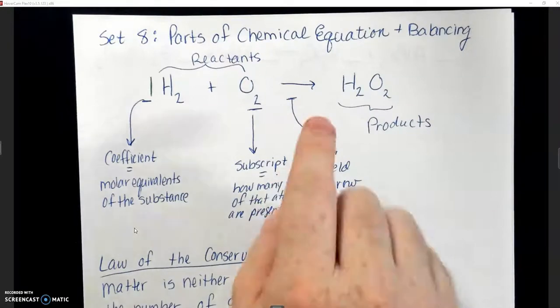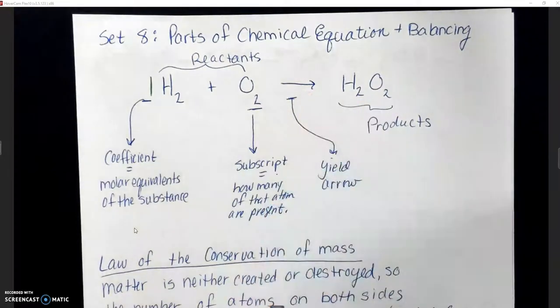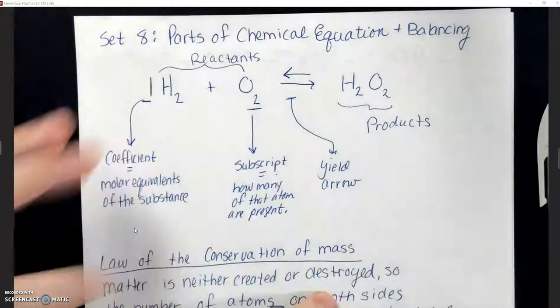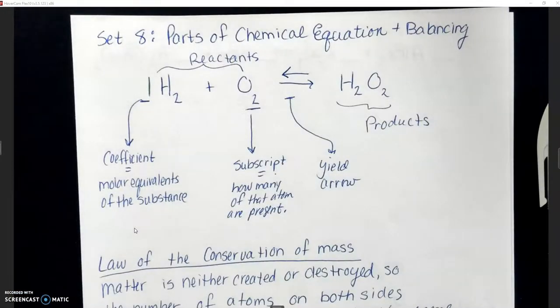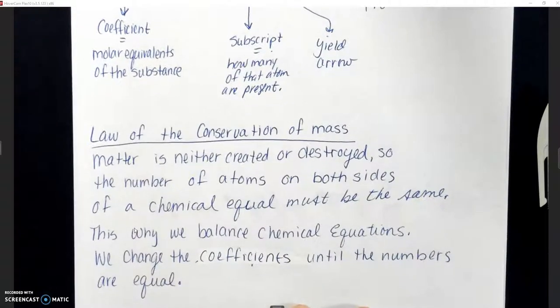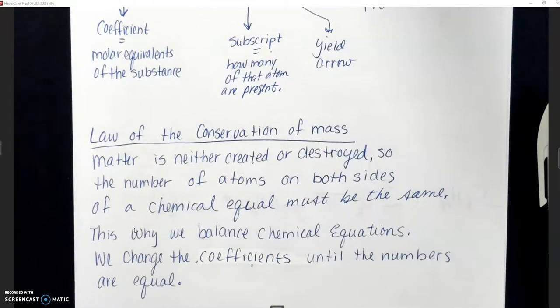The yield arrow could be one-sided like this, or it could be double-sided when we're dealing with reactions at equilibrium, and we'll talk more about double-sided arrows later on in the year. What is the point of balancing a chemical equation, ladies and gents? Well, the law of the conservation of mass says we have to do it.